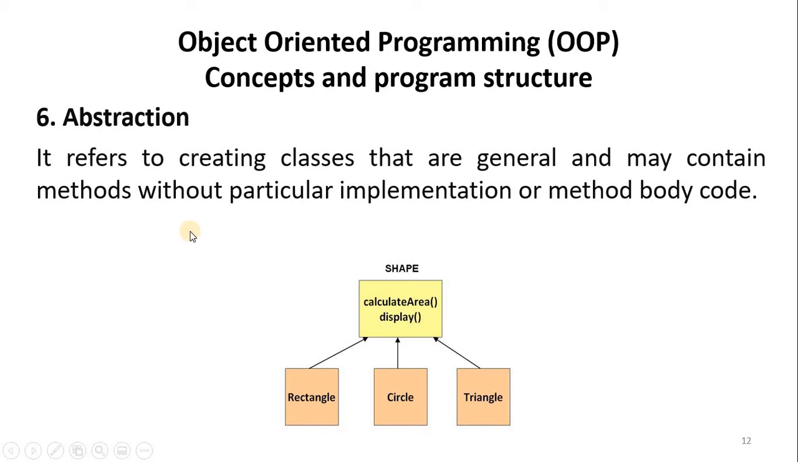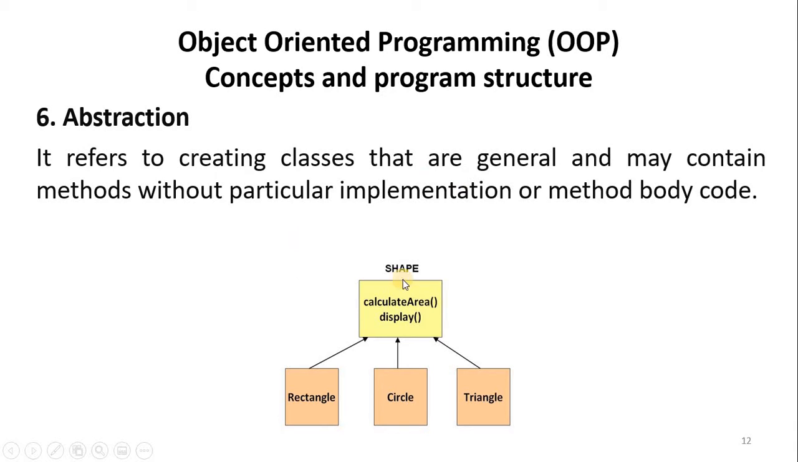The next concept is abstraction. What is abstraction? It is a class, which we can call an abstract class, containing methods but without particular implementations. It's going to have only the declaration of your methods. You just define the methods in one class, and those methods can be implemented in another class.